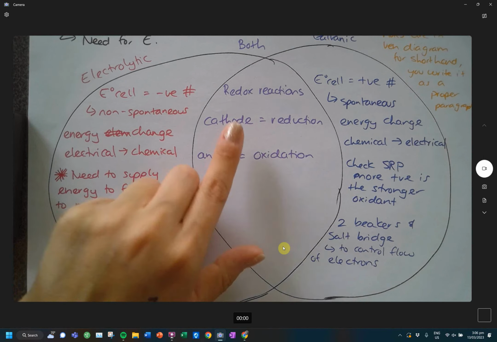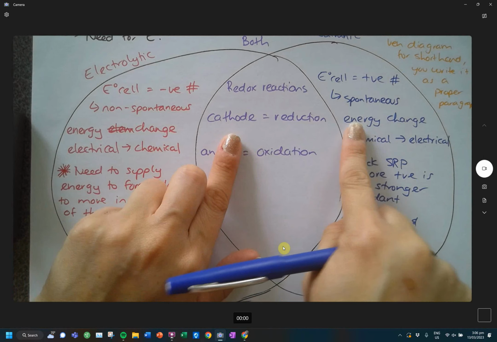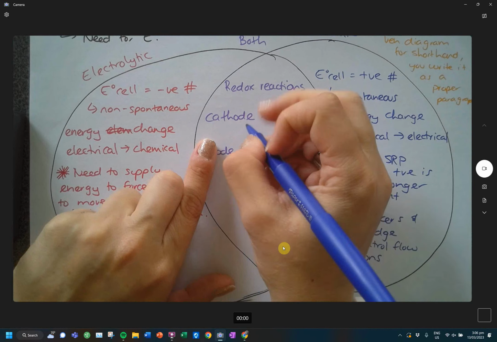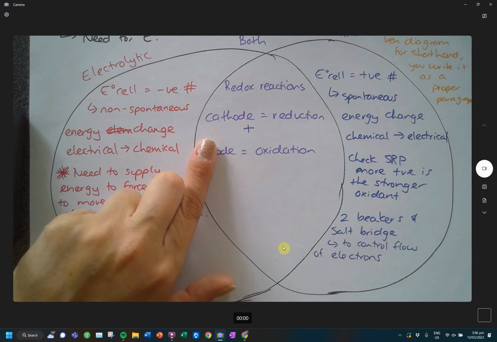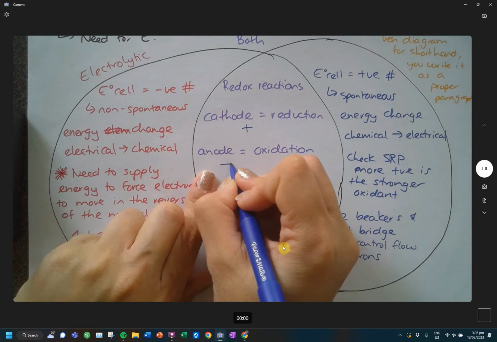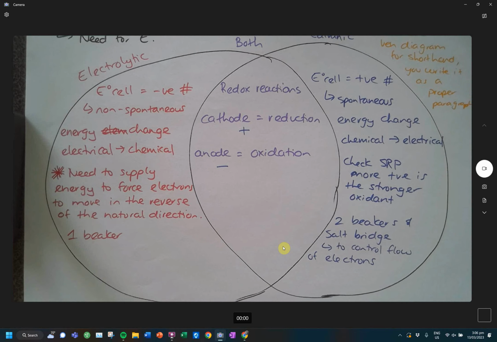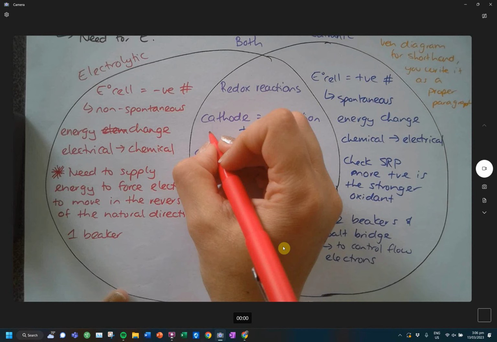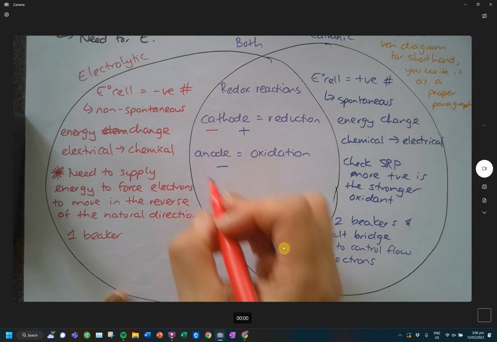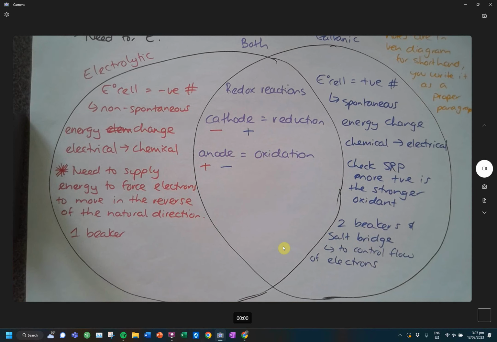But the cathode in the galvanic cell is going to be positive. That's going to be our positive electrode. And the anode will be the negative electrode. In the electrolytic cell, it is the opposite way around. The cathode is the negative electrode, and the anode is the positive electrode.